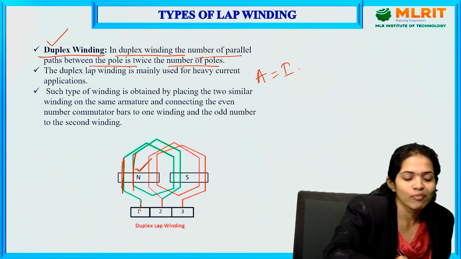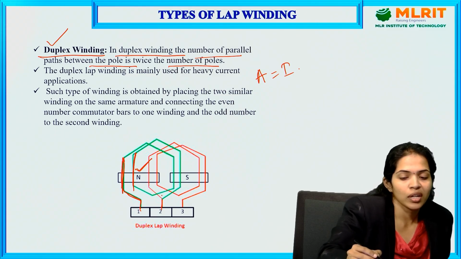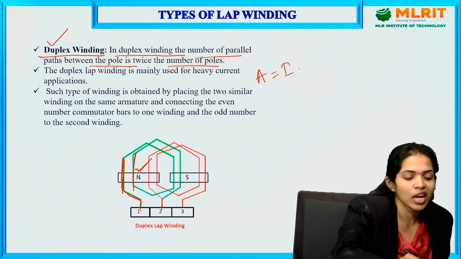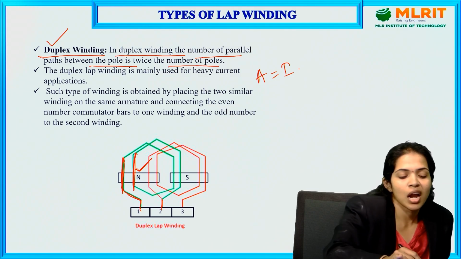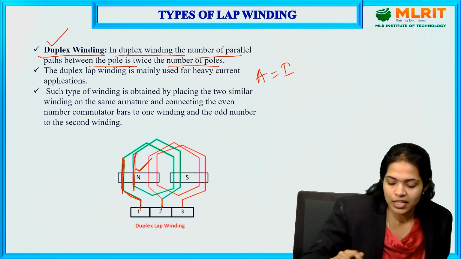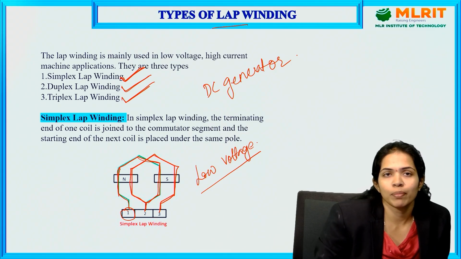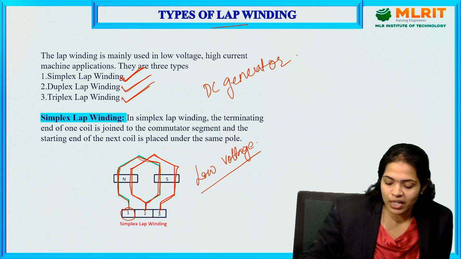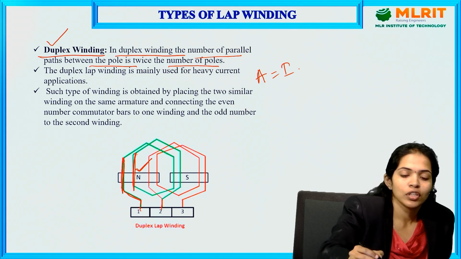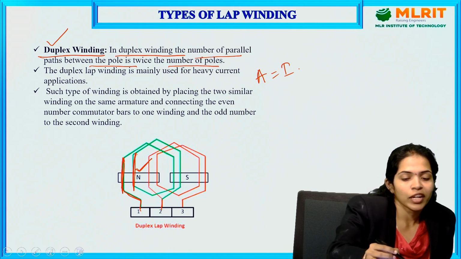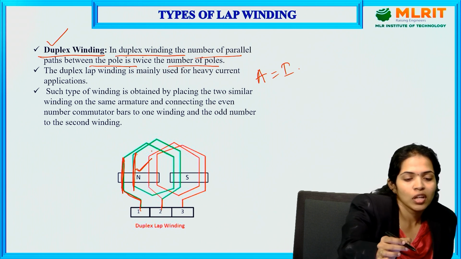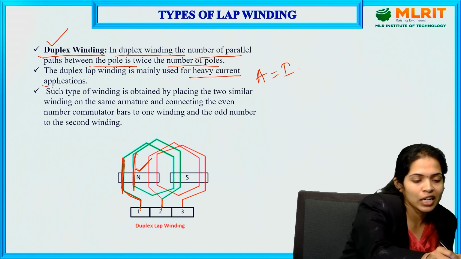And coming to the lap winding connection, the starting end of the coil has started in the commutator segment 1 and the second end of the same coil has ended in the commutator segment 2. So here we have twice the number of parallel paths under each pole. In simplex lap winding, we have one parallel path for carrying the current under one pole, but in duplex lap winding, we have twice the number of parallel paths for carrying the current under each pole. Duplex lap windings are used for heavy current applications.